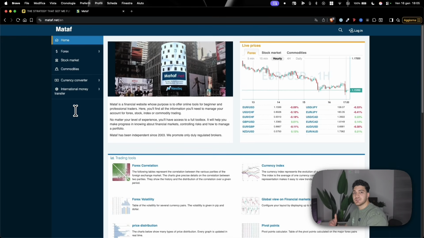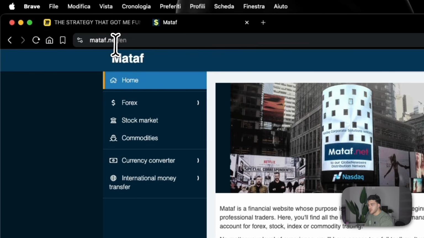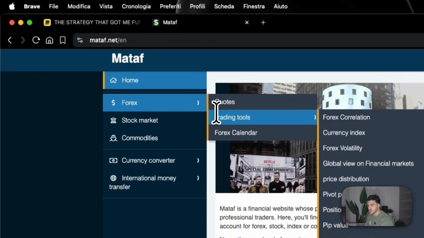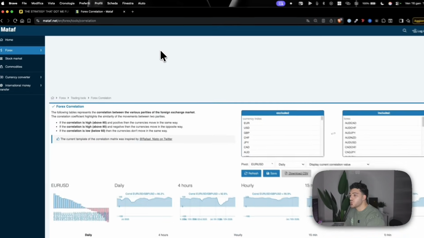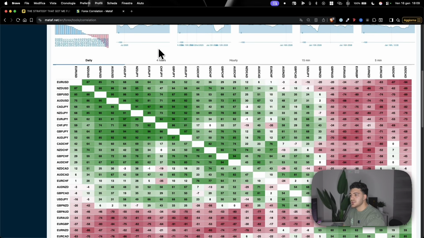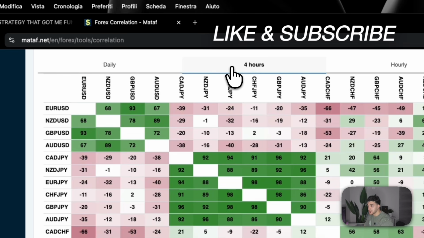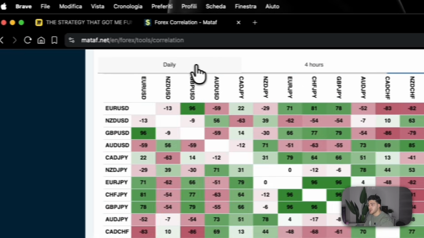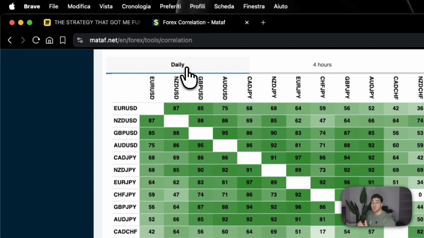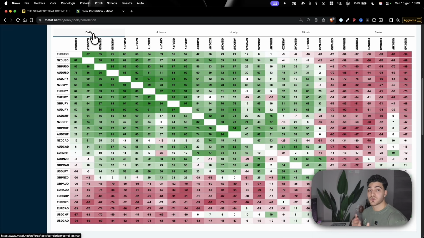Now, to do the first step, so see the correlations, we need to go on mataf.net. We go on Forex, Trading Tools, Forex Correlations. Once we are here, by going down, we can see all the correlation matrix, okay? Be sure to select daily. We don't want to look at the correlation on the 4 hours or hourly time frame. We want to look just at the daily correlations, and we need to find pairs that have a higher correlation than 80%.